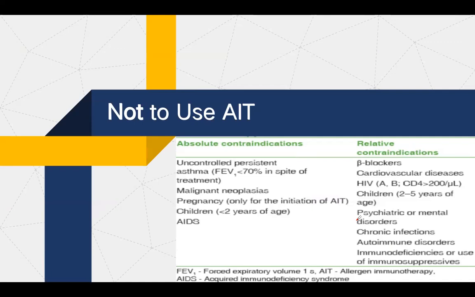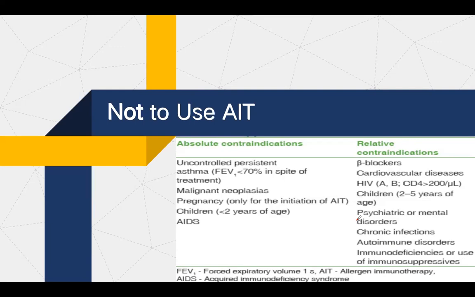Children less than 2 years, that is the absolute contraindication for allergen immunotherapy. And of course, AIDS. There are some relative contraindications. Number one, if a patient is taking beta blockers. Generally, why it is like that, we know.